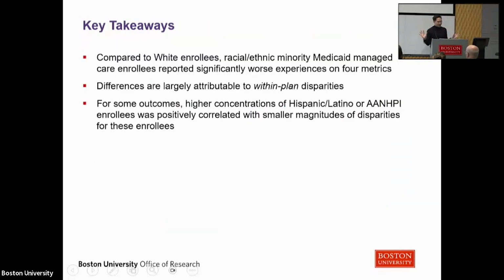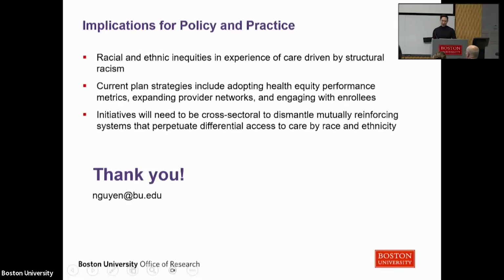Some key takeaways here. Compared to white enrollees, those from racially or ethnically minoritized groups enrolled in these Medicaid managed care plans reported significantly worse experiences of care on all 4 metrics that we looked at, and the differences were almost universally attributable to these within plan effects. I'm not going to go into that third point in the interest of time, but what I want to focus on is that this indicates the role of econometric methods in understanding, identifying, and measuring these inequities, which I hope a lot of us as researchers want to use to inform policy and interventions.